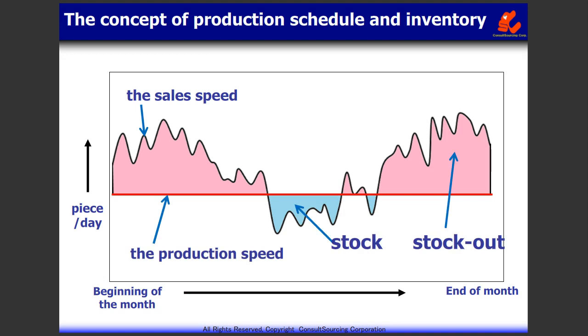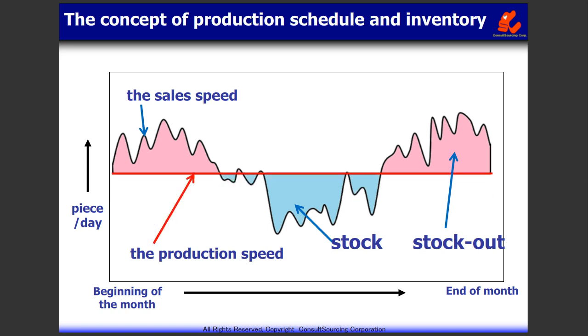The main target of production control is to keep the inventory at its minimum by controlling the sales speed and production speed, and not to cause any stockouts. The sales speed depends on customers and competitors, therefore cannot be controlled by ourselves. This is why we have to change the production speed to control the inventory and stockout. However, the sales speed widely fluctuates compared to the production speed, which may create some moments in which the sales speed exceeds the production speed.